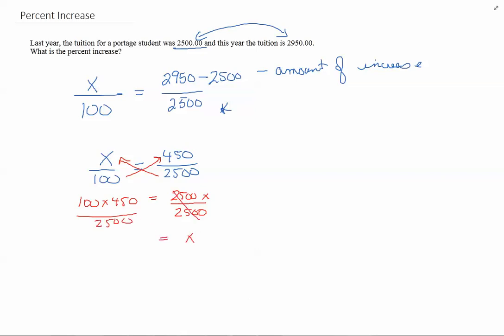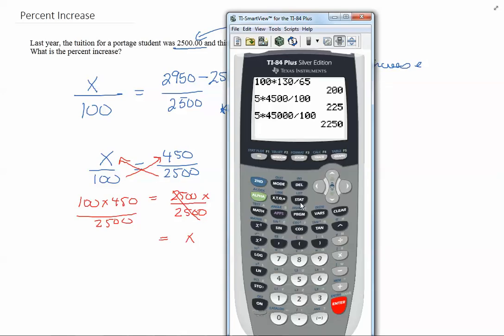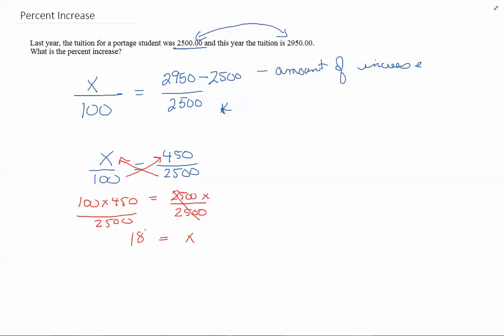So we've isolated x. Now we can do our calculation. 100 times 450 divided by 2,500, and we get 18. The tuition increased by 18%.